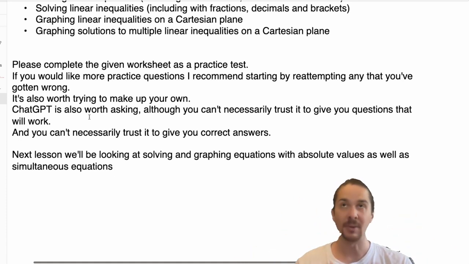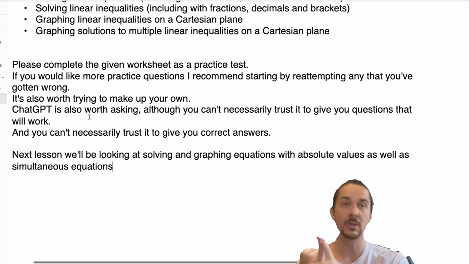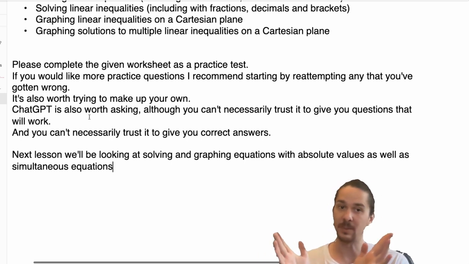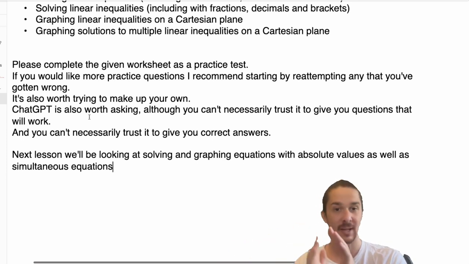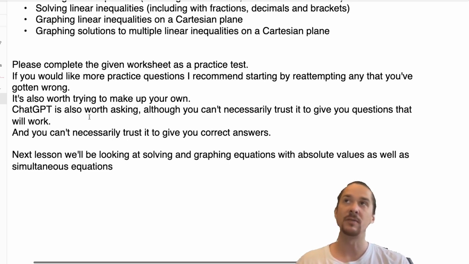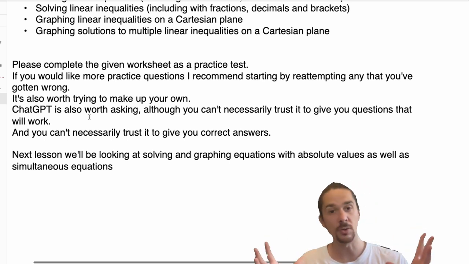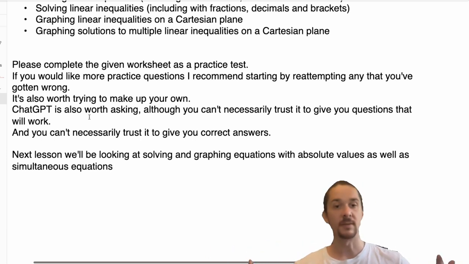I hope you learned something, or at least got better at something today, and next lesson we'll be looking at more equation work. We're going to look at equations that involve absolute values. We're also going to look at simultaneous equations. And as you can probably tell, we're moving on from year 8 and 9 content revision, and now we're getting up to year 10 content revision, or 9 and 10 content revision. And soon we'll be getting into some new stuff, but it's really important just before we do that we make sure you are completely across all of these foundational skills.